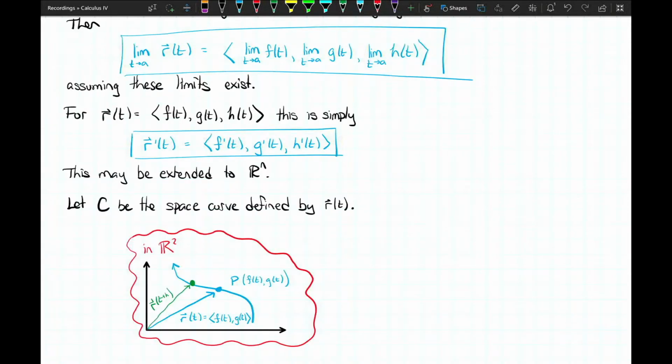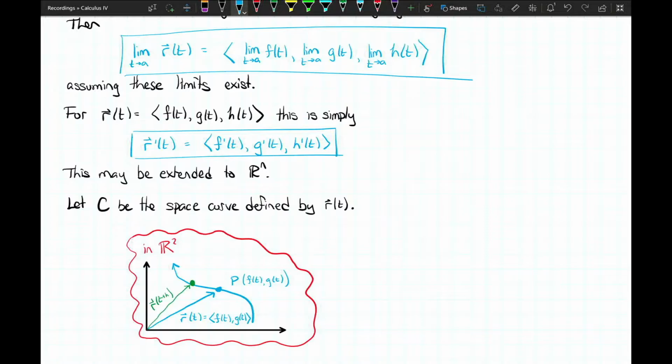All right, well, in two-dimensional space, we might be able to interpret what r prime of t means. So let's let C be the space curve defined by that vector-valued function r of t. And it would have a direction. So as t is increasing, let's say that this blue curve here is traveling sort of up and then to the left and upwards again. So it has a direction in the direction of increasing t. And let's let r of t be just some sort of arbitrary vector at some point t, and we'll get a point on the space curve at point P with the coordinates f of t, g of t.